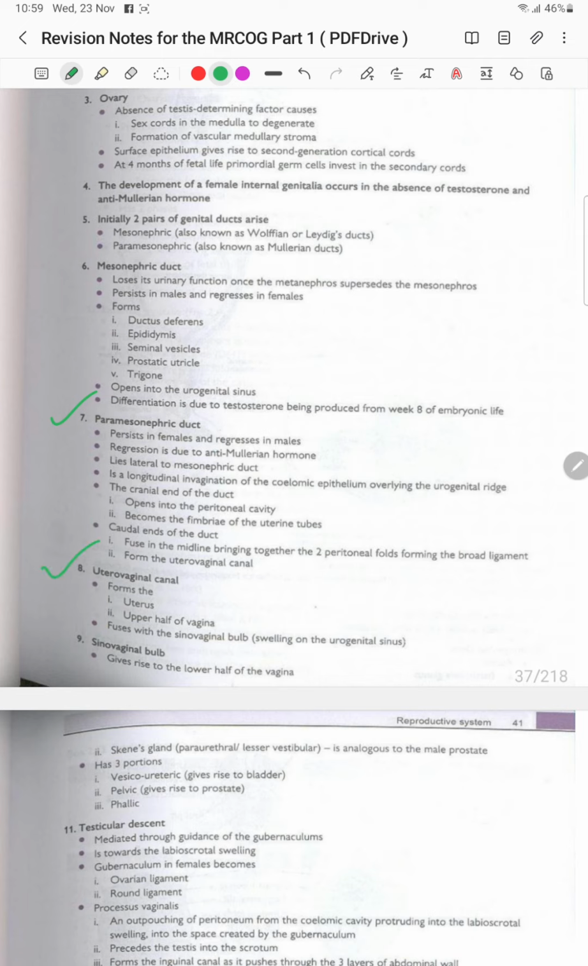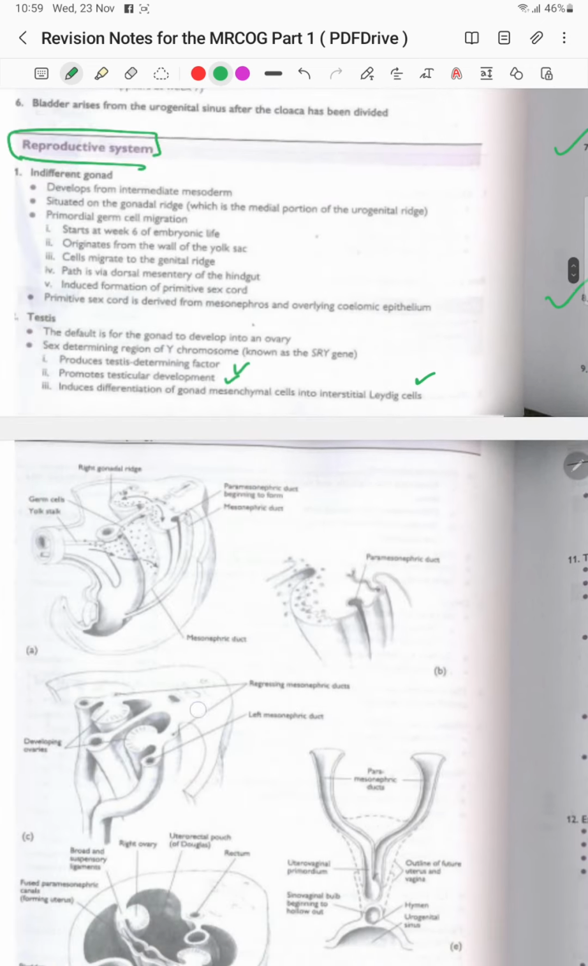to form the uterovaginal canal. They form the uterus, and the upper half of the vagina fuses with the sinovaginal bulb, and swelling on the urogenital sinus and sinovaginal bulb give rise to the lower half of the vagina.